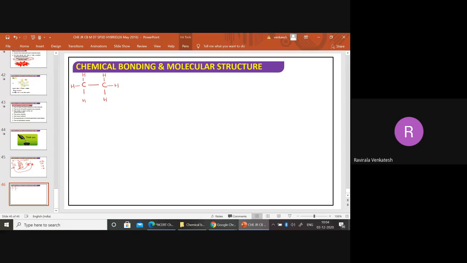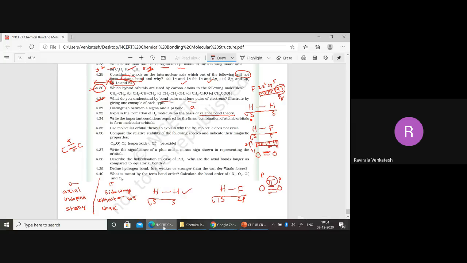Now, if you have no pi bonds, what will be the hybridization of this carbon? Do you have any pi bonds here on this carbon? Or on this carbon, do you have any pi bonds? No, sir. Therefore, hybridization will be sp3 for this one. For this one also it will be sp3.